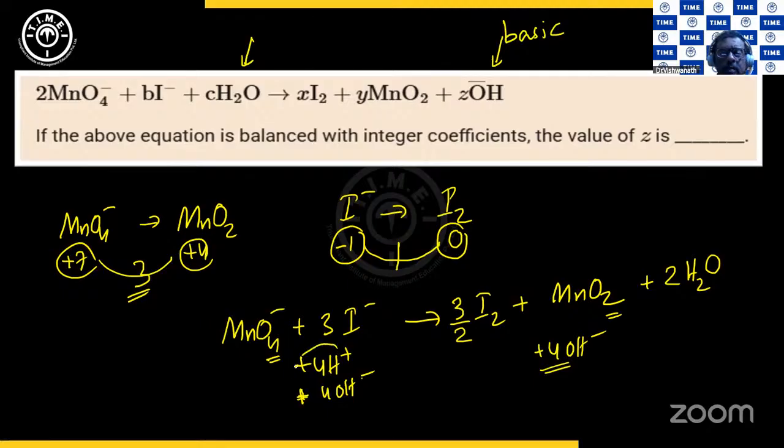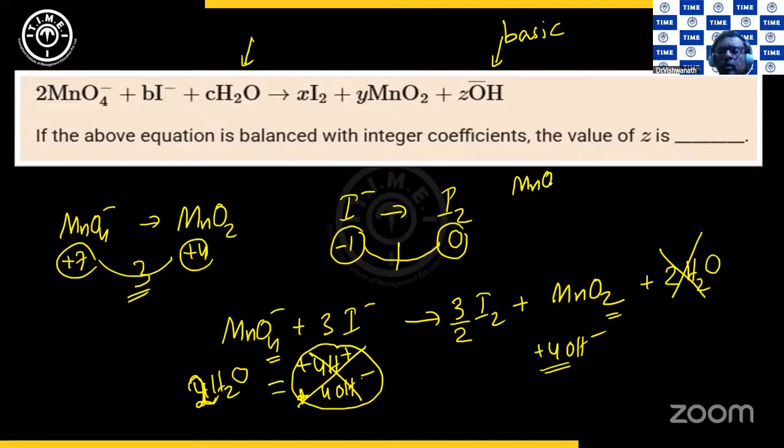So when we do this, the very purpose of doing this is to make this H plus turn into H2O. So we got 4 H2O. So I'll pick the H2O from there, and then minus 2 H2O will make this 2 H2O. So this I'll remove. So I'll put this here. The summary of this I'm going to put it here. MnO4 minus plus 3I minus plus 2H2O gives rise to 3 by 2 I2 plus MnO2 plus 4 OH minus.